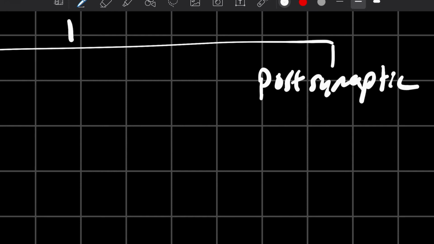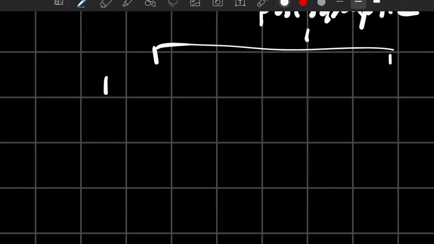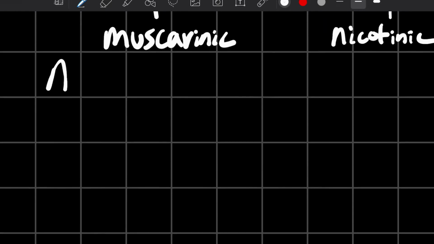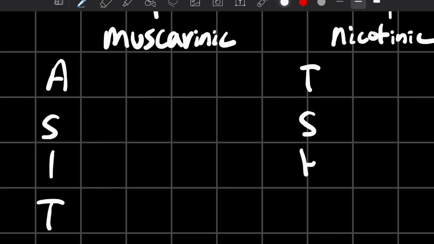and your postsynaptic is going to have two subtypes as well. It's going to have your muscarinic, as well as your nicotinic. And the way I try to remember muscarinic is this acronym ACIT, and nicotinic is going to be TSH. Okay, TSH for me is just like thyroid stimulating hormone, and for some reason that sticks.